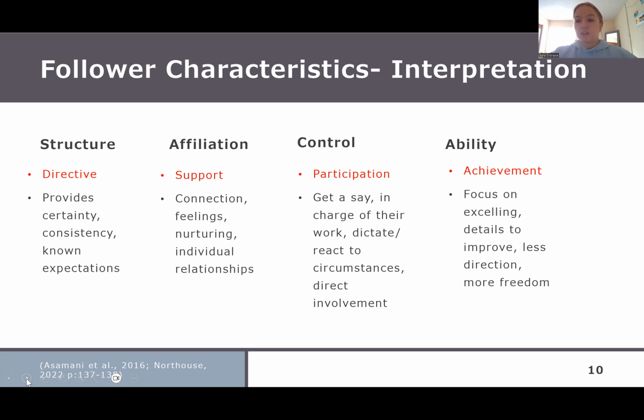So if you feel very capable of the task that you're completing, you're going to want that achievement type of leadership, which focuses on the individuals excelling in the role that they're in, and those details to improve, like what areas can we get better at. You don't need as much direction because you're already comfortable in the role that you're in. Thus, the leader can give you more freedom, but still be pushing you to do better in the work that you're in.